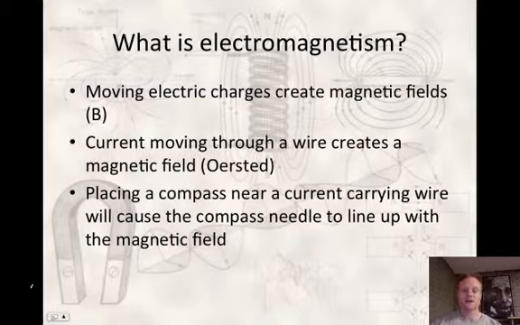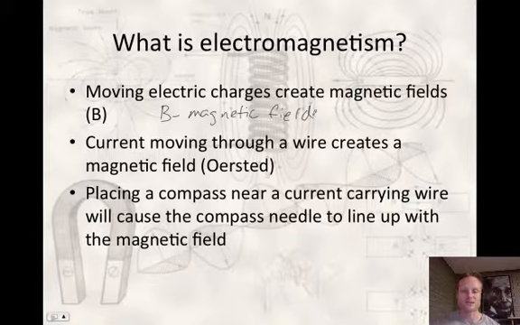So what is electromagnetism? The answer is that moving electric charges will create a magnetic field, and this is typically noted with the letter B. This B stands for the magnetic field. Why they pick B, I don't know. I think they're starting to run out of letters in terms of naming things, but typically this is called the B field, which is the magnetic field.